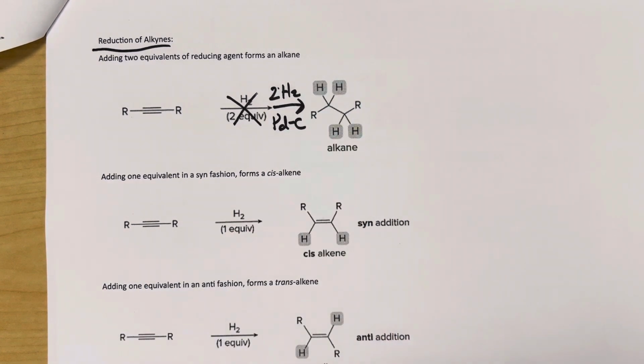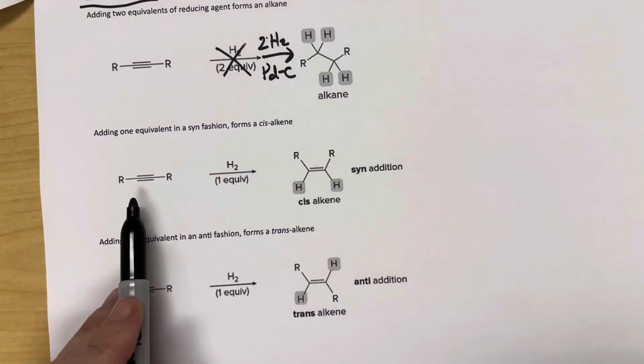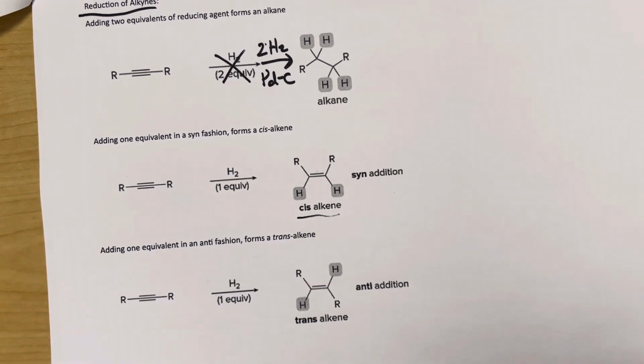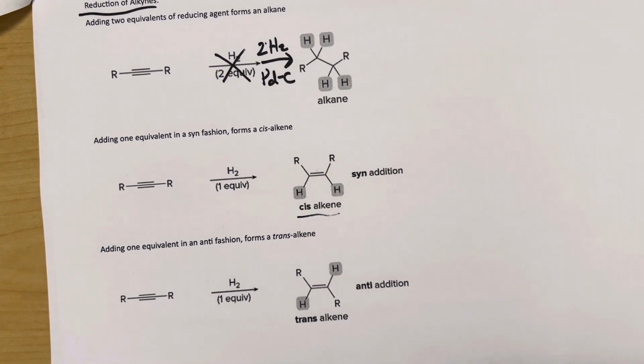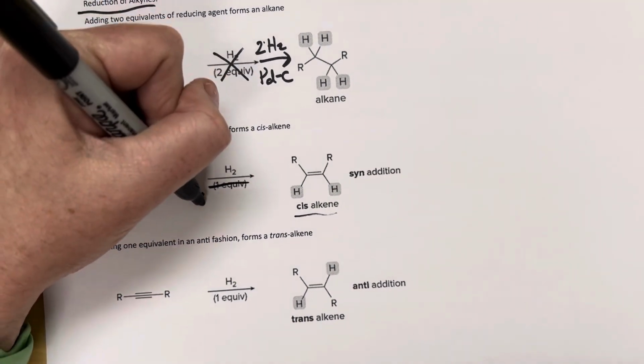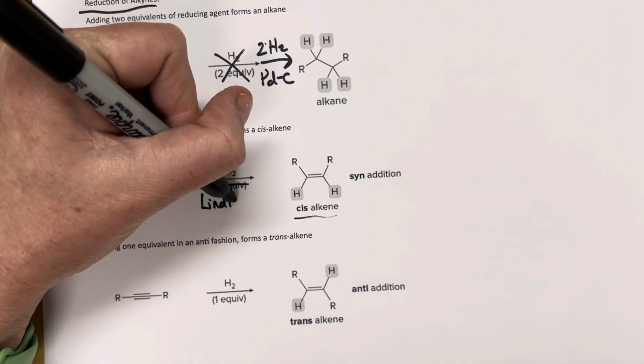and it's pretty much impossible to isolate the alkene. Okay, if we want an alkyne and we want to create a cis alkene, it's also a very specific set of parameters. It's H2, one equivalent, but we'll also have to use the Lindlar catalyst.